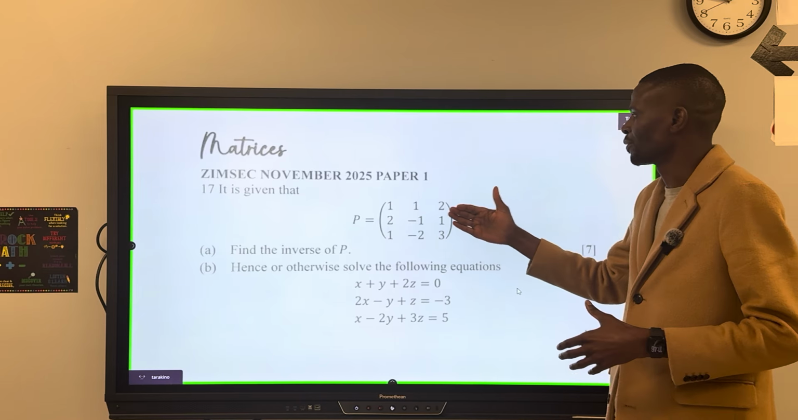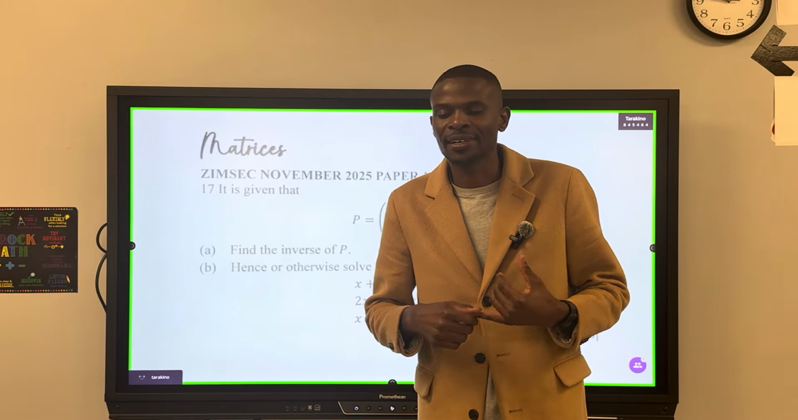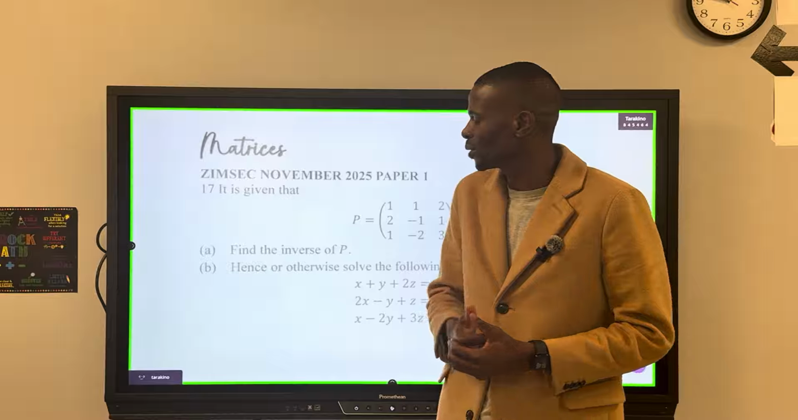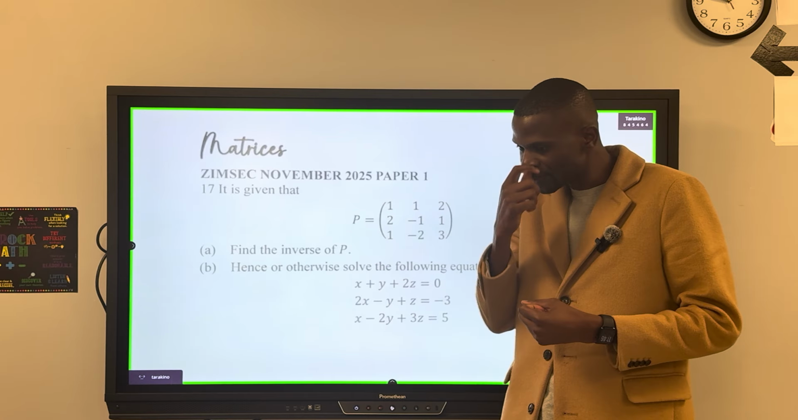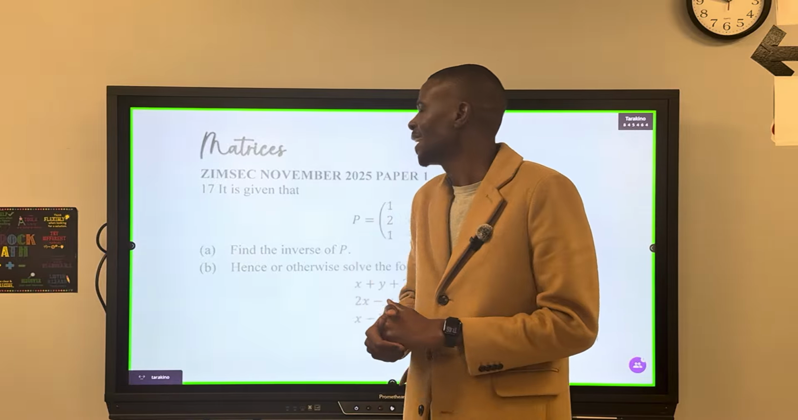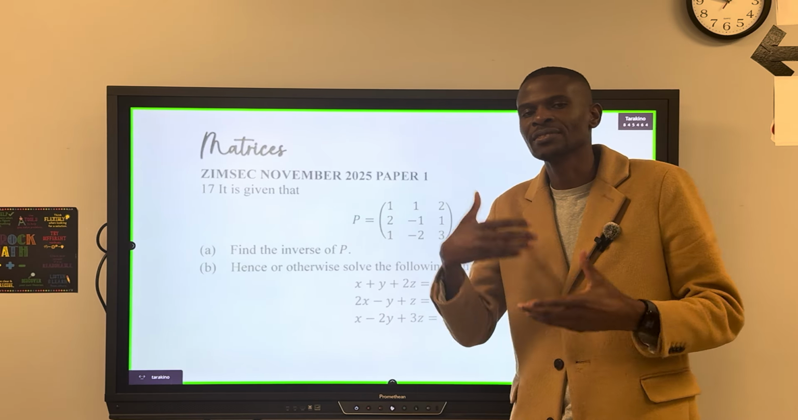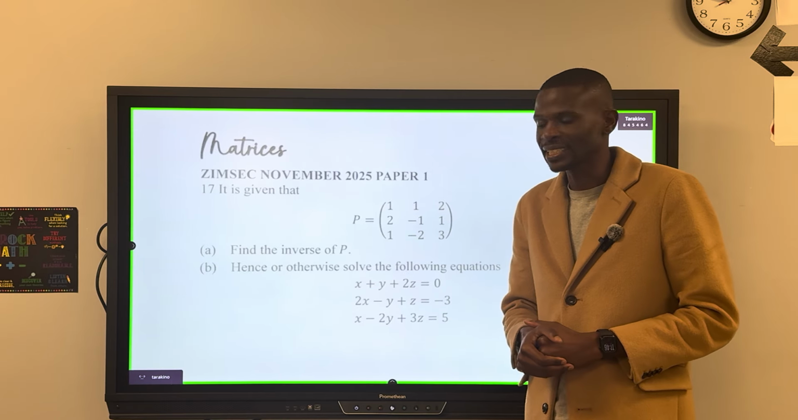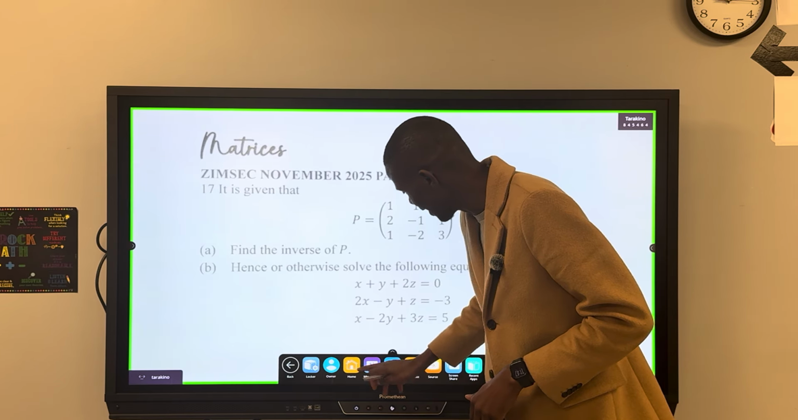With this particular question, on part A, we need to evaluate the determinant using any of the methods. So I'm going to evaluate the determinant using three methods: the basket weave, the method of cofactors, and multiplying the matrix by its adjoint matrix. Then on part B, hence or otherwise. Hence means we can use the matrix method, or otherwise we can just solve these equations simultaneously. So without wasting much of our precious time, let's get started.